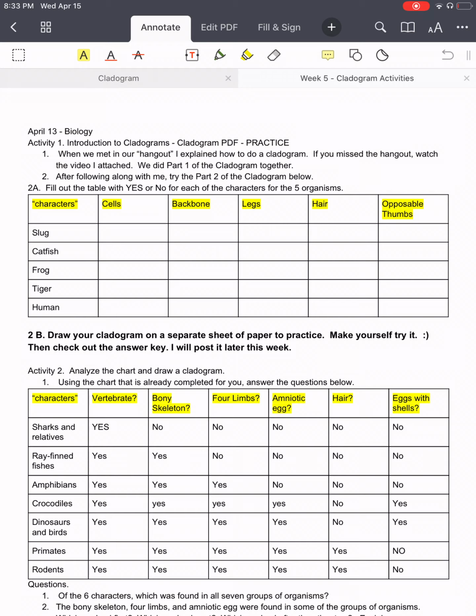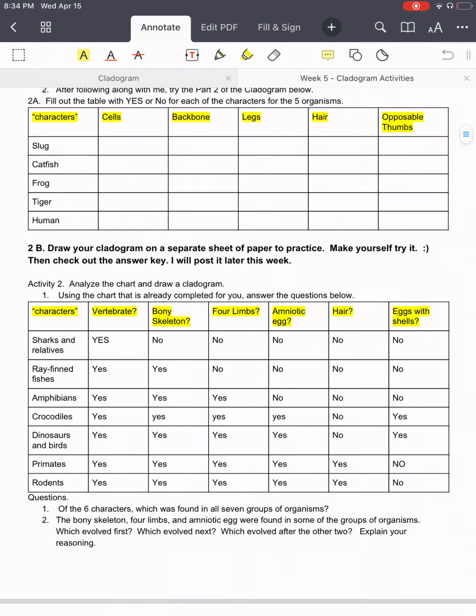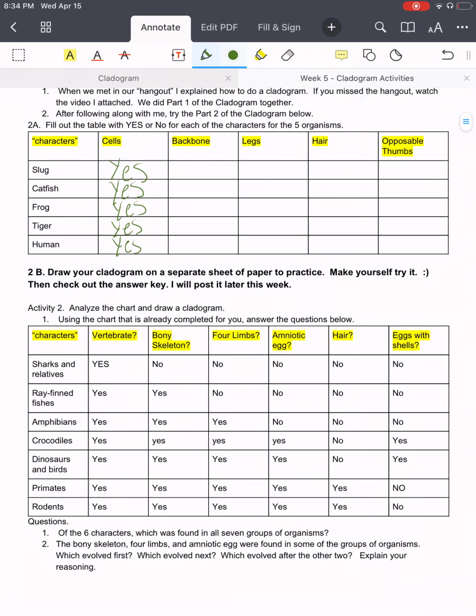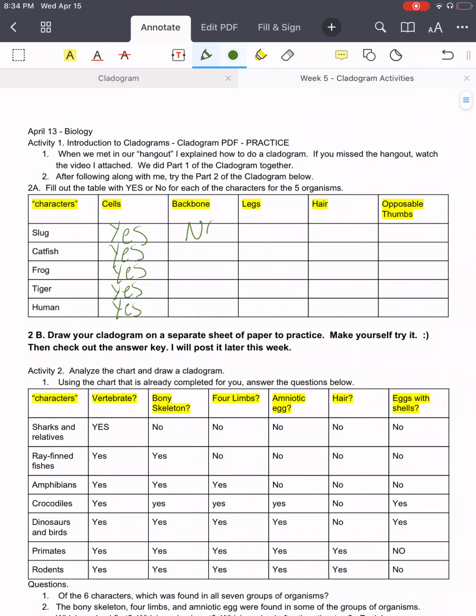So for activity 1, just real quick on this one, all of these creatures have cells, right? Because all living things have cells. So we would say yes to all of them. Here we go. Yes, yes, yes, yes, yes. And then backbone. Well, a slug doesn't have any bones at all, so you'd say no, but everything else has bones. I'm just going to do 2 of them for you.